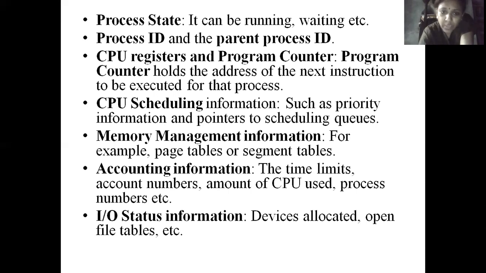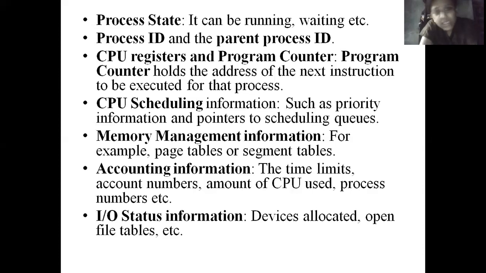You also need to maintain accounting information. That means the time limits, account number, amount of CPU used, process number, etc. That accounting information also helps keep things going smoothly, so that no process suffers for a long time. Then the status information, meaning devices allocated, open file tables, etc.